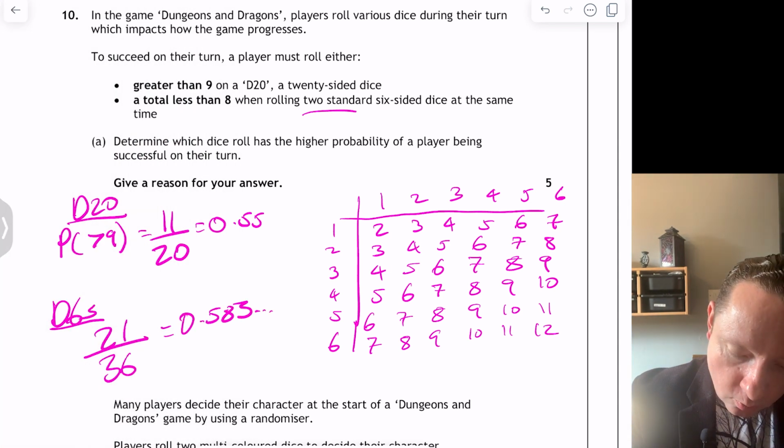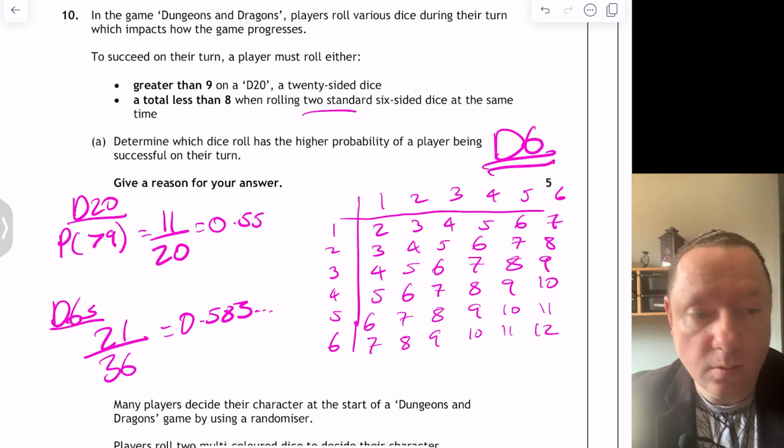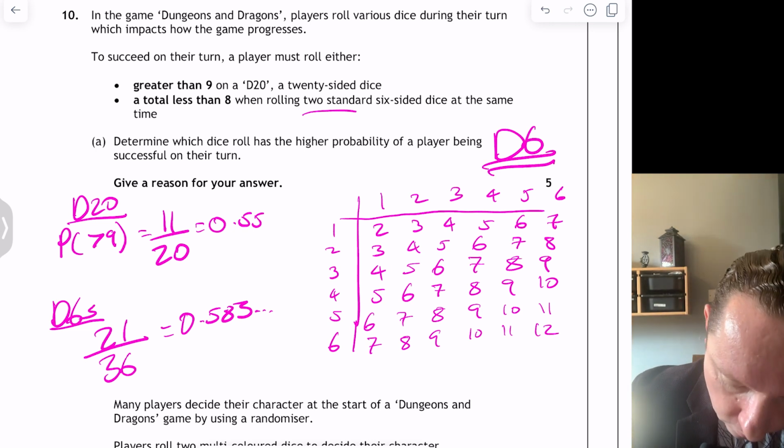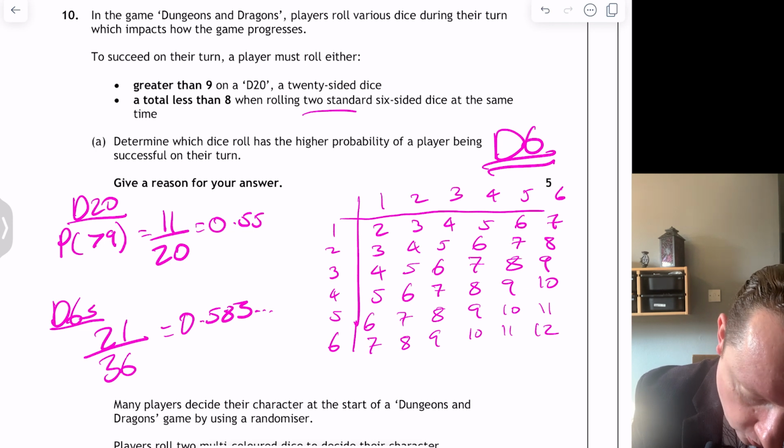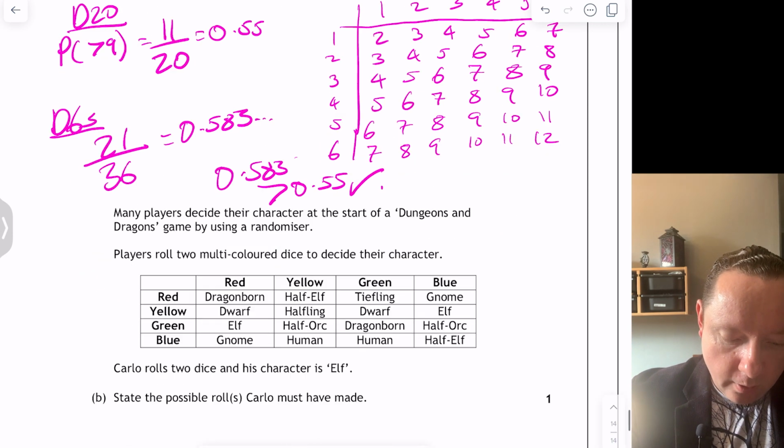So which dice roll has a higher probability of being successful in the turn? We just write down the answer. It is the D6. And we're done there. Because that's bigger. And does it say give a reason? Yes, because 0.583 is greater than 0.55. So there's my answer. Okay, next question.